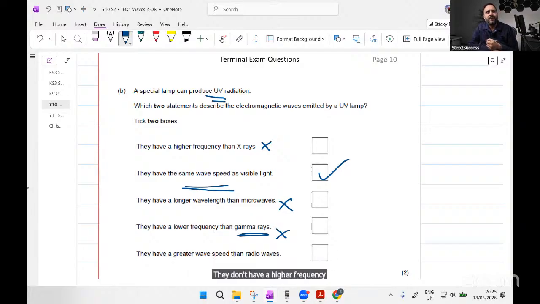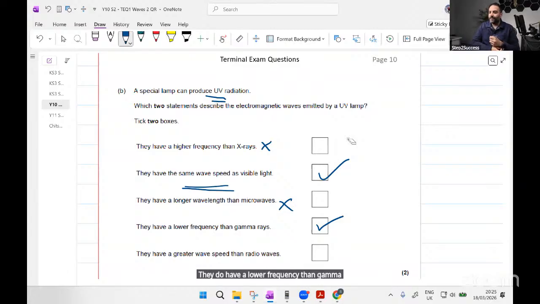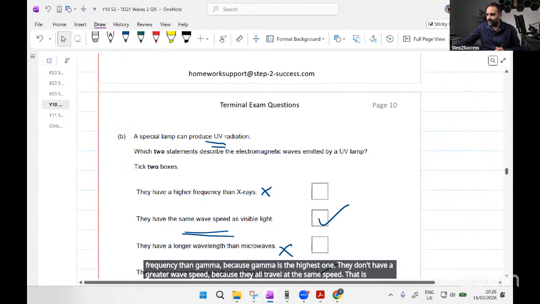We're talking about ultraviolet, aren't we? So they don't have a higher frequency than X-rays. They do have a lower frequency than gamma. Sorry, yeah, they have a lower frequency than gamma because gamma is the highest one. They don't have a greater wave speed because they all travel at the same speed. That is the point of all of this.